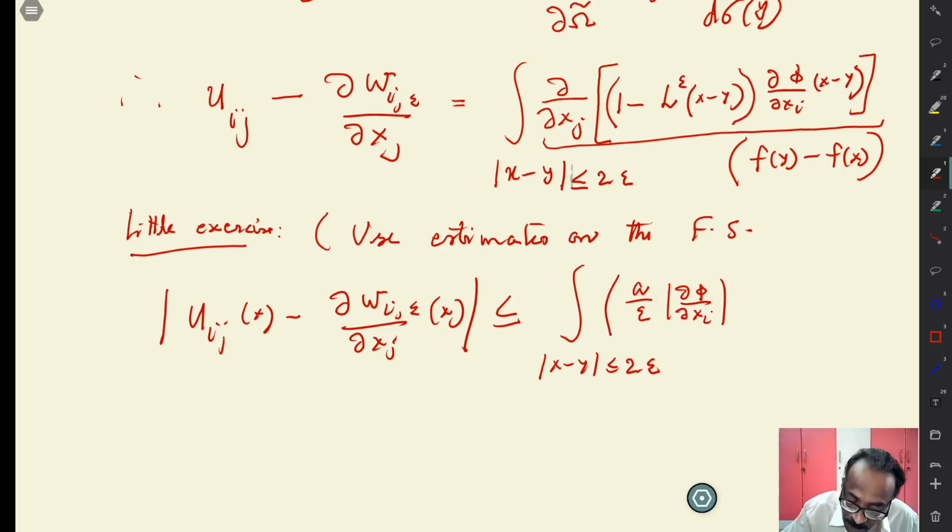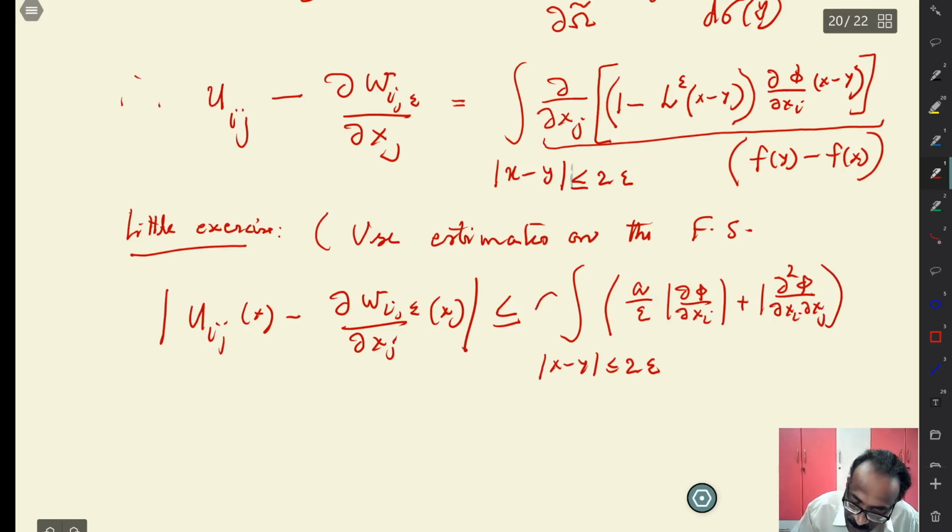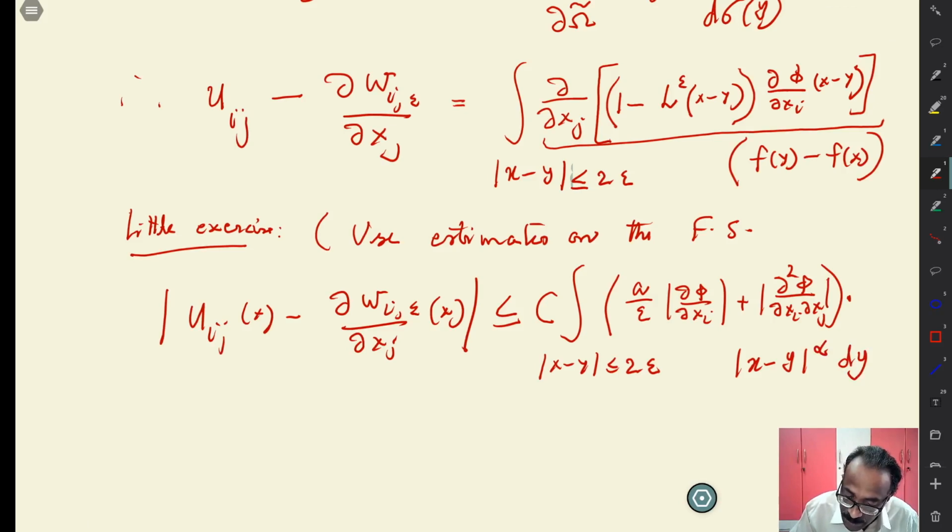1 minus h epsilon is less than or equal to 1, but then the derivative is d square phi by dxi dxj, and there is a problem with the dxi dxj. So maybe you put a constant here, and then you will have mod x minus y power alpha. So this extra singularity will be taken care of by this one. You see? Here you don't need it, but here this extra singularity coming from the d square phi by dx square will be taken care of by this thing. That's why this alone will not suffice. If you look at my previous theorem and its proof, instead of d phi by dxi, you got phi here. Instead of d square phi by dxi dxj, you got d phi by dxi. So the additional term of mod x minus y power alpha was not necessary there because you had better estimates.